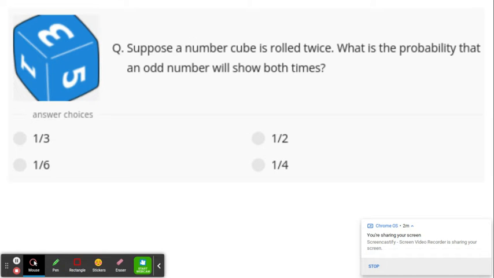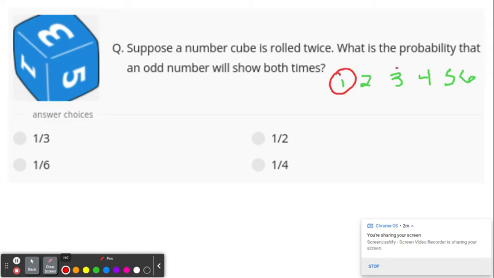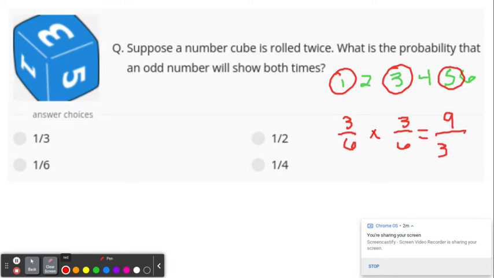Next one, suppose a number cube is rolled twice. What's the probability that an odd number will show both times? Well, we've already discussed that when we roll a number cube, our possibilities are 1, 2, 3, 4, 5, and 6. If we want to roll an odd number, 1, 3, and 5. When we look at compound events like this, we always have to multiply the probability of each event happening separately. So the probability of the first roll being odd is 3 out of 6. And then we multiply that by the probability of the second roll being odd, which is also 3 out of 6. When you multiply those, 3 times 3 is 9, straight across the top, and straight across the bottom is 36.